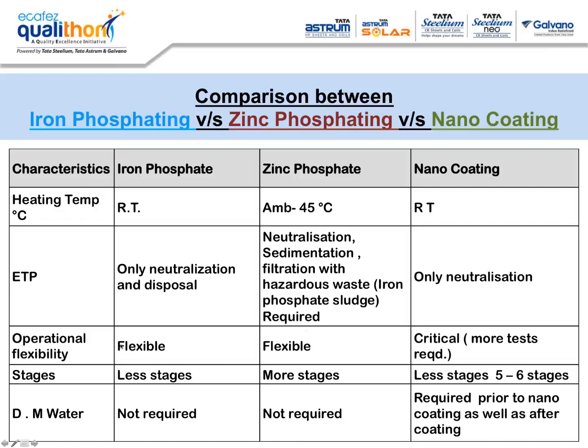Operational flexibility, this is flexible. Zinc phosphate is a little bit flexible, but nano coating is quite critical basically. Stages: less stages for iron phosphate. Zinc phosphate, you have more stages, and nano coating, you have slightly less stages, but more stages than iron phosphate. Best system would be about 9 stages. DM water is not required for the others, but for nano coating, you need DM water. That is a must.